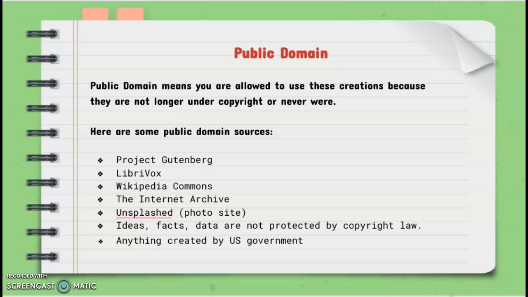Project Gutenberg is where you'll find a lot of literature that's in open domain. LibriVox is a really great resource, especially because people have recorded audio versions of books in the public domain. Wikipedia Commons, the Internet Archive. If you're looking for somewhere to get videos for a presentation that is open domain, Unsplash is a good option. There's some others there. Ideas, facts, and data are not protected by copyright law, but you do need to cite if you get that from a different source. Anything created by the U.S. government is open to public domain as well.